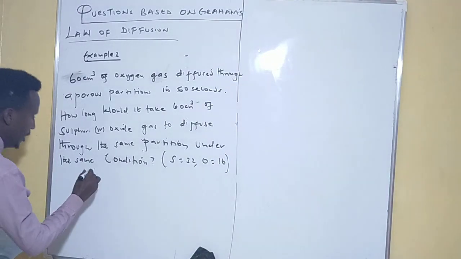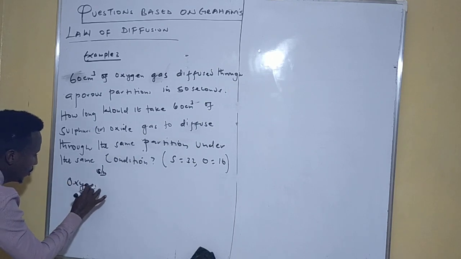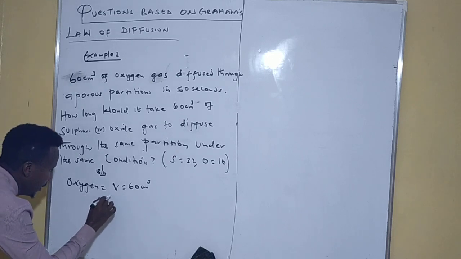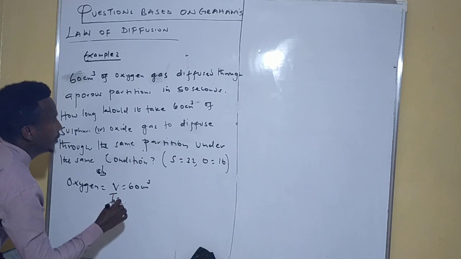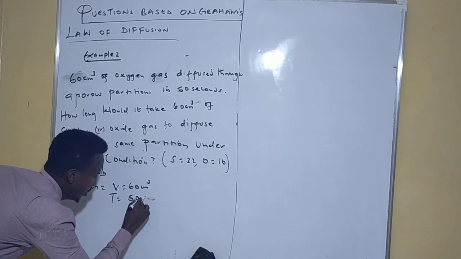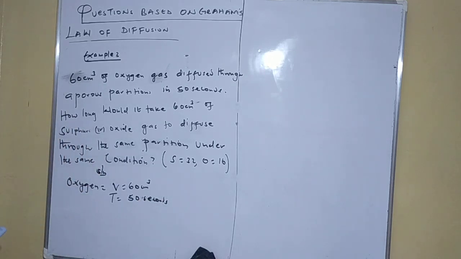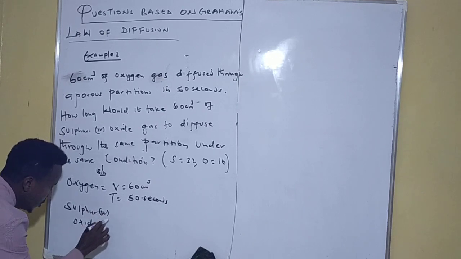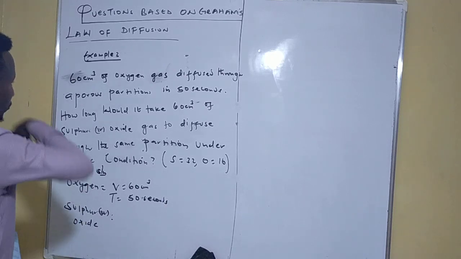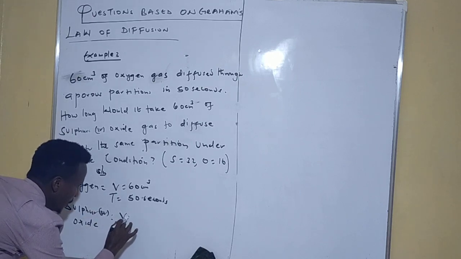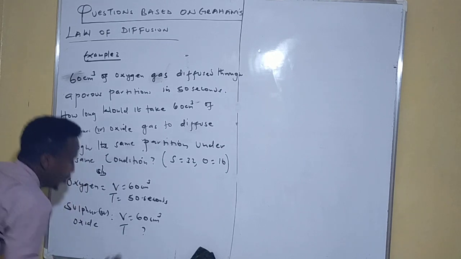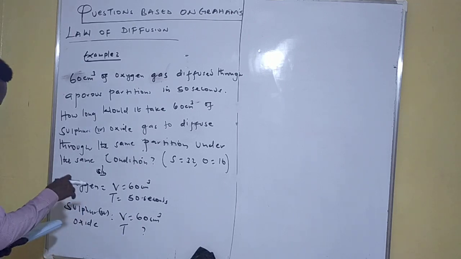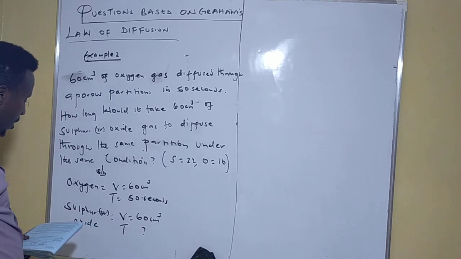So we have the two gases here. One, we have oxygen, with volume 60 centimeter cubic. Then we also have the time taken, which is 50 seconds. Then the other gas is sulfur dioxide. For this one, the volume is also 60 centimeter cubic, but what's under the question mark is the time. You can use the same procedure because we have the same volume of gases, okay? So what are we going to do then?